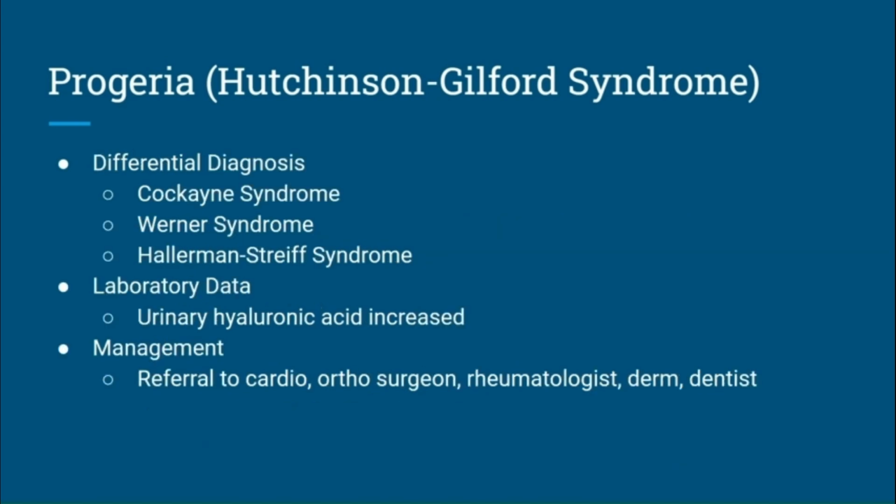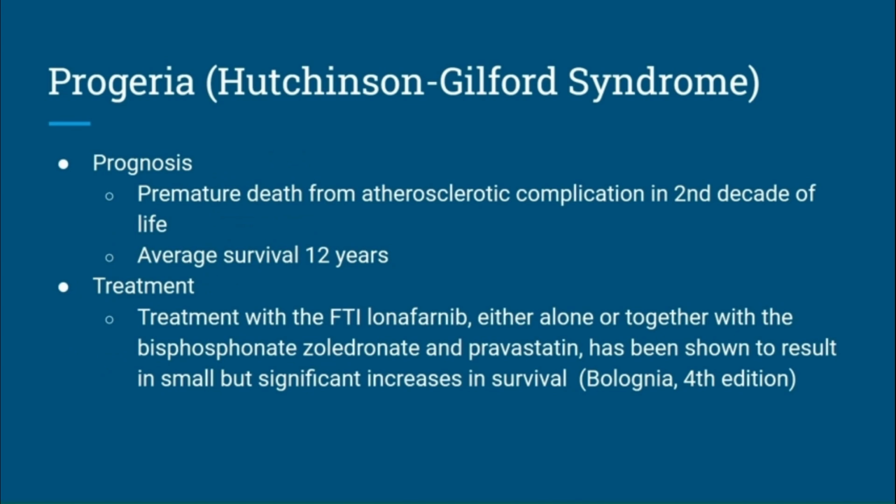Differential diagnosis will be your progeroid differential, other things that might present with similar symptoms here. And that includes Cockayne, Werner's, or Hallermann-Streiff syndrome. You could notice that a urinary hyaluronic acid is increased, but DNA analysis will pretty much isolate your diagnosis here.